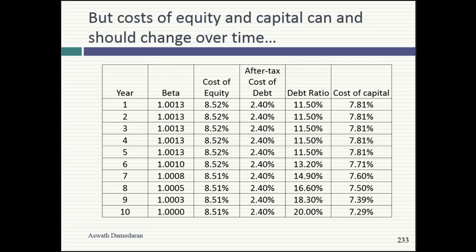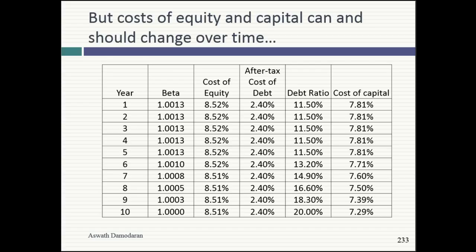Why 1? Because that's a beta for an average risk company. If I claim that Disney is going to become a mature company in 5 years or 10 years, I would expect its beta to move towards 1. You say, what's the big deal? You move from 1.001 to 1. Here, as I said, it's not a big deal, but let's say you have a company right now with a beta of 1.8 or 2.2 or 2.5. You can see the effect it's going to have, right?